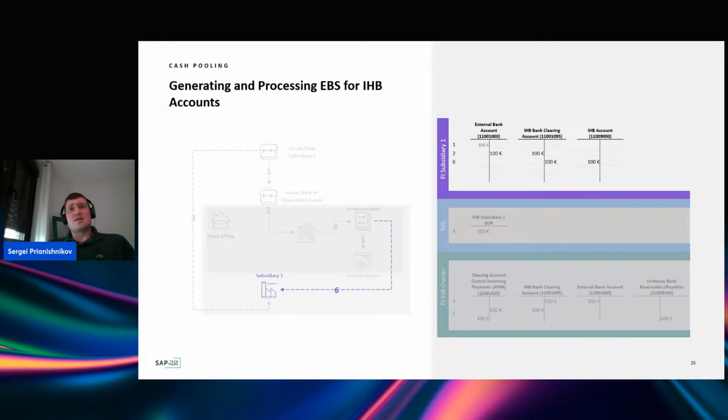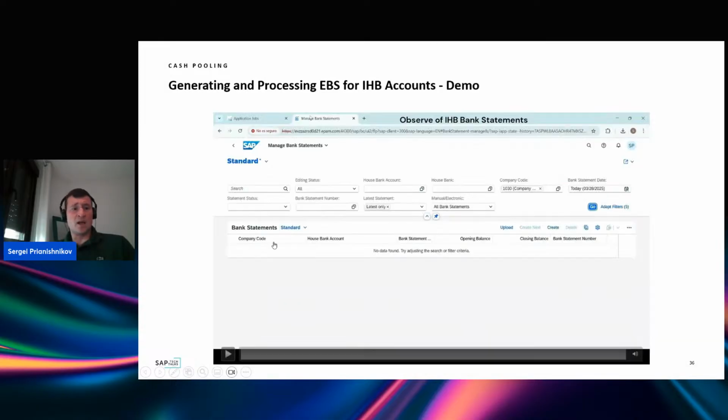Next step: as part of end of day processing, the system generates a bank statement for its in-house bank account and sends it to the subsidiary. When this bank statement was processed on the subsidiary side, the system generated a posting to the in-house bank account, and we can see that the system did a debit of the in-house bank GL account and a credit of the in-house bank clearing GL account. Let's observe this bank statement in the system.